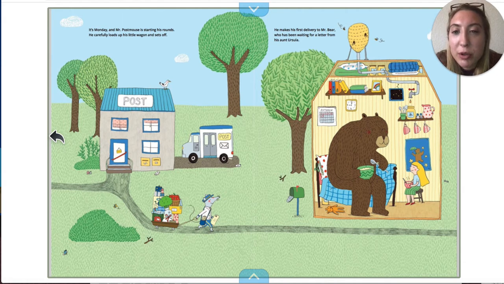Mr. Postmouse is starting his rounds. He carefully loads up his little wagon and sets off. He makes his first delivery to Mr. Bear, who has been waiting for a letter from his Aunt Ursula. If we look back at this sentence, we know that he has a little wagon and that he is walking around with his wagon to drop off the mail to everyone's houses.